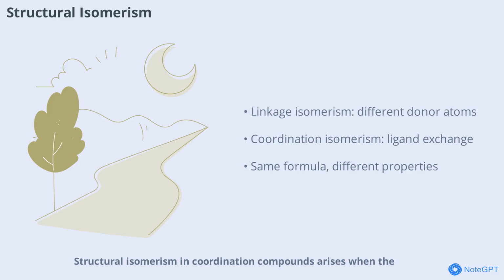Structural isomerism in coordination compounds arises when the connectivity of ligands to the central metal differs. Types include linkage isomerism, where a ligand can attach through different atoms, and coordination isomerism, involving the exchange of ligands between two metal centers. These variations can lead to compounds with distinct chemical and physical properties, even though their formulas are identical.